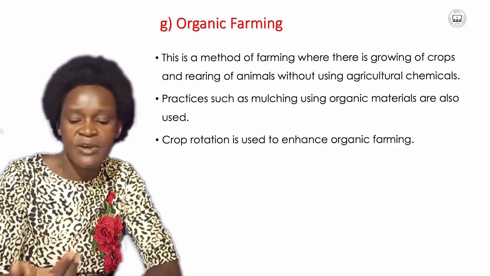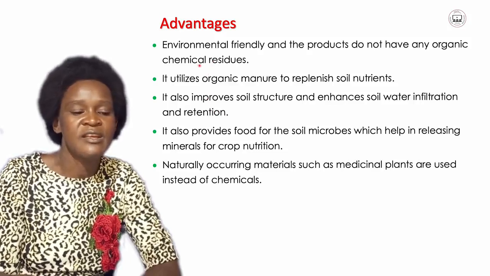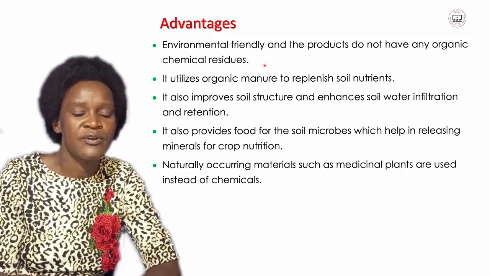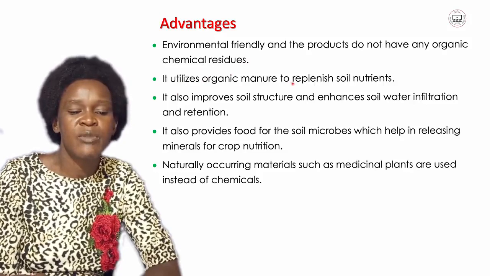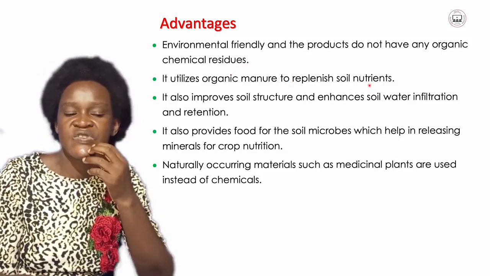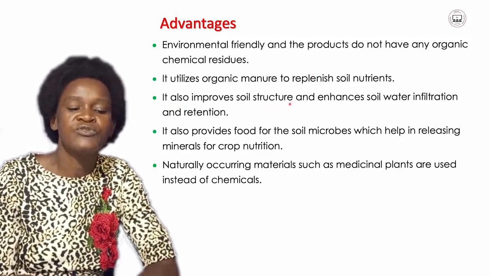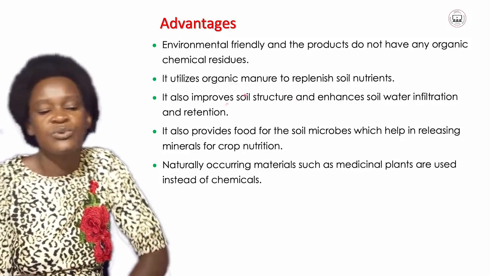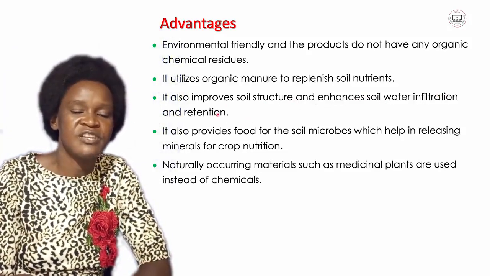So this organic farming is very, very important in the sense that, first, as I've already said, it is environmentally friendly and the products do not have any chemical residues. Apart from that, this system utilizes organic manure to replenish soil nutrients. Inorganic manure is not used here. It also improves soil structure. Since we are talking of use of organic manure, those will help to improve soil structure and enhance soil water infiltration and retention.